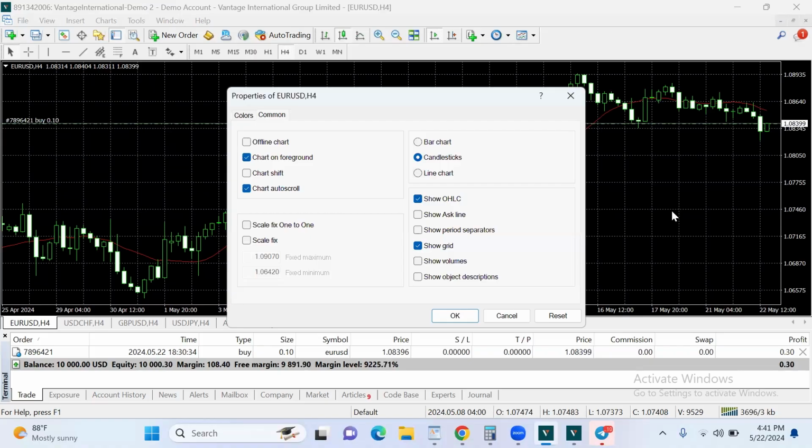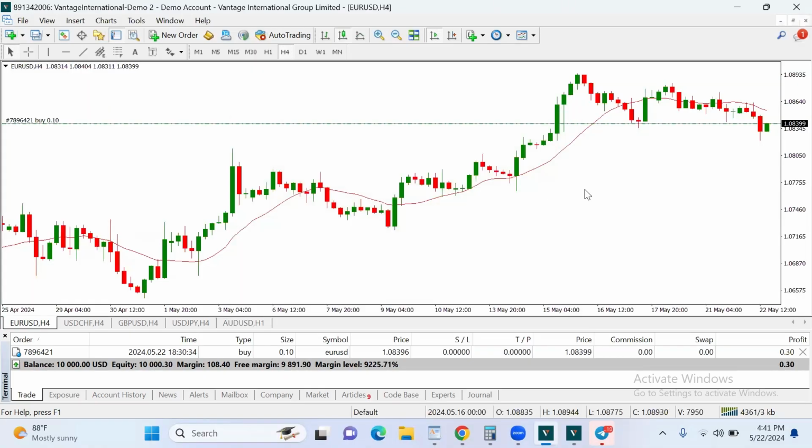You can decide to remove the grid. For me, I like to remove it. So show grid here is ticked. So I remove it. Then I click on what else? Is there anything else I should do? I click on OK. So you can see my chart has changed from what it was before.